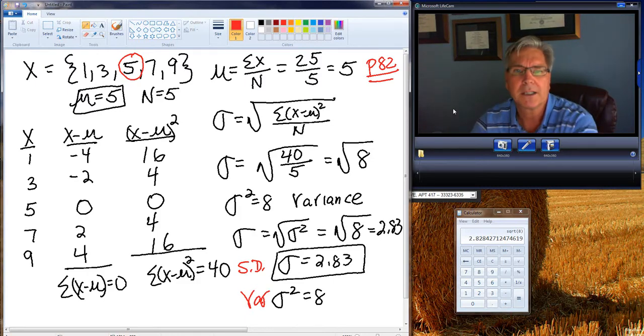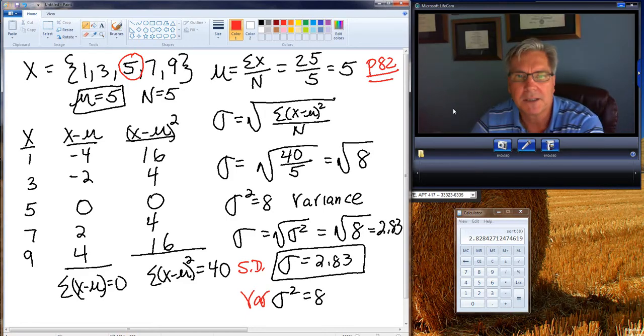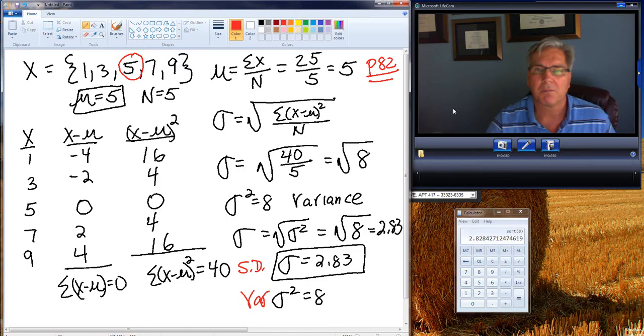But before we take the square root, that will be the variance. So the variance, if the problem asks you to solve that, would be 8. And the standard deviation would be 2.83. So I hope that helps. That's an easy set of numbers, but that demonstrates the concepts. Go through, practice that, and then you can do something a little bit more complicated than that.